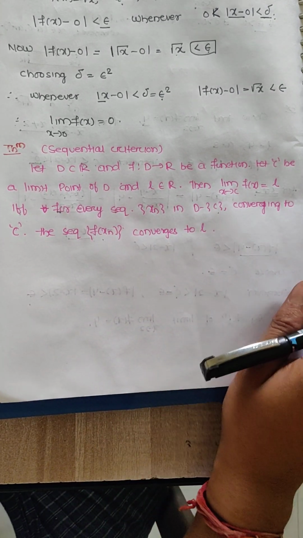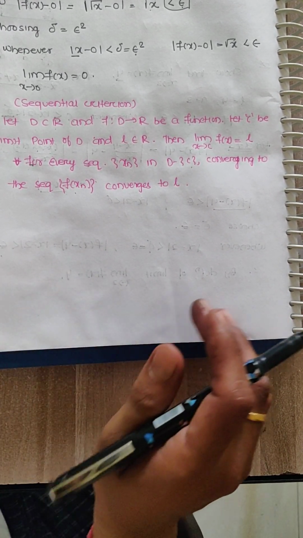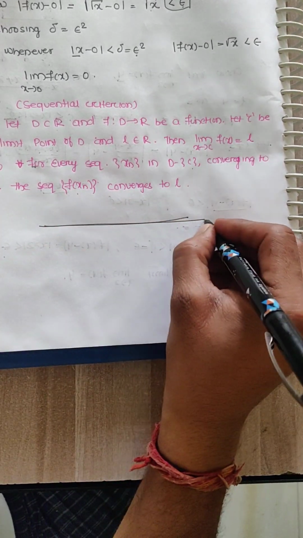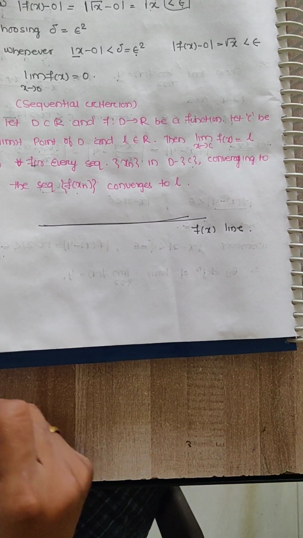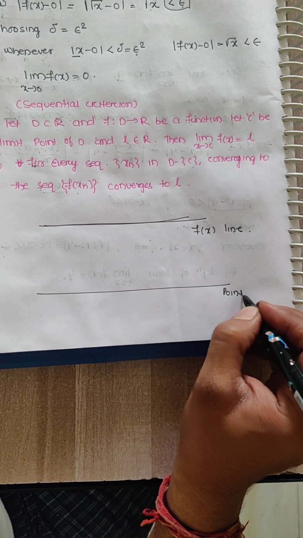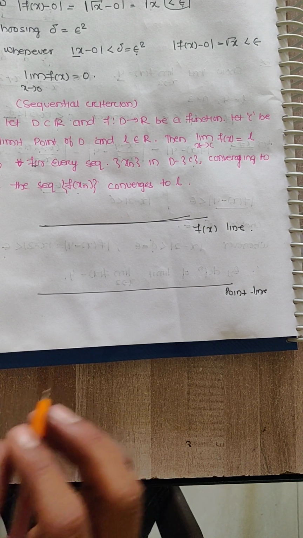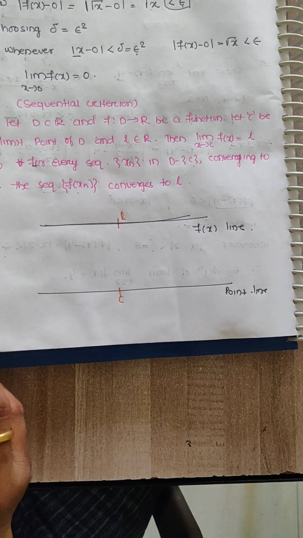converges to L. So first of all, let us understand what the theorem's statement says. Suppose this is my image line, the f(x) line, and we have the point line, or domain line. Okay, so we have a point C and we have the target L.